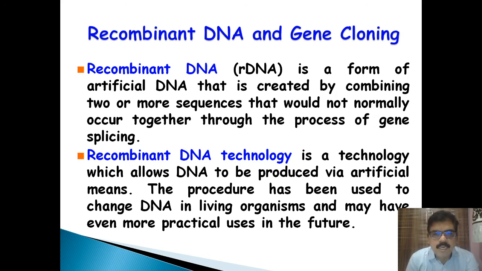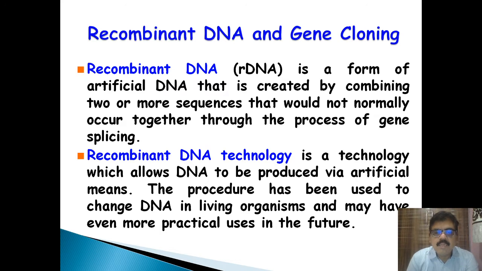Means what is recombinant DNA? It is a form of artificial DNA that is made by combining two or more sequences that would not normally occur together, and they will express themselves. Then recombinant DNA technology is a technology which allows DNA to be produced via artificial means. The procedure has been used to change the DNA in living organisms and may have even more practical uses in the future.